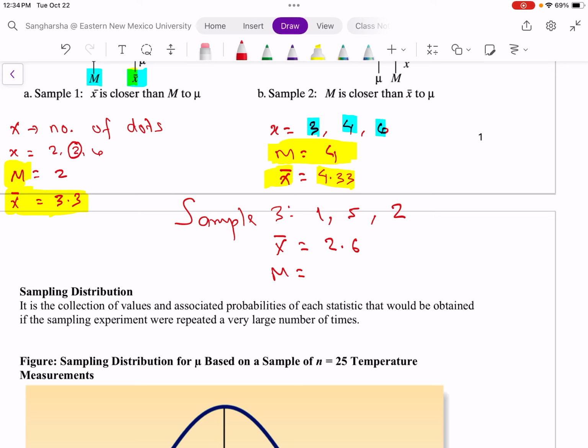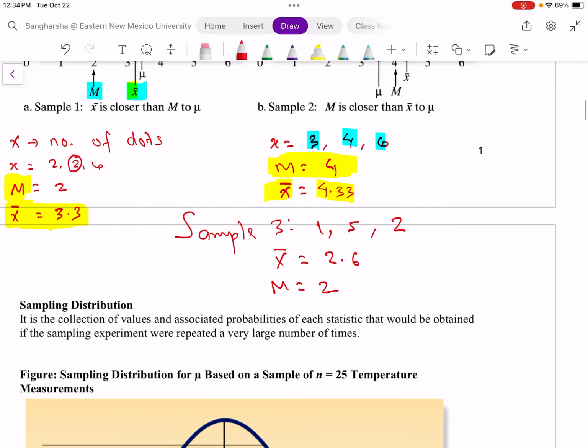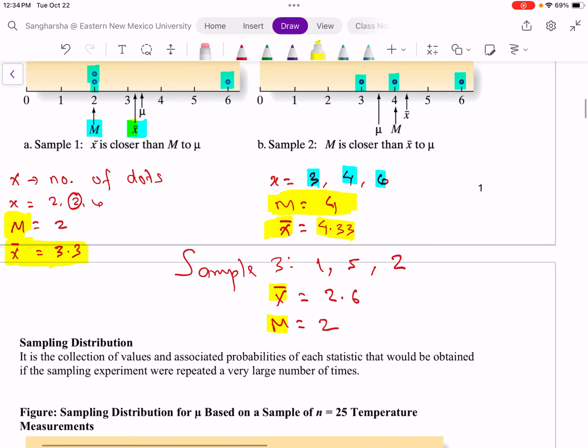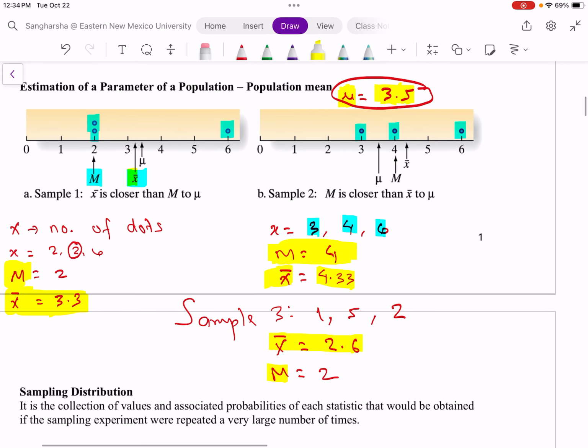And what is the median? What will be the median? 1, 5, 2. Median will be the middle value. Which one is the middle value? 2. Did you all forget to find the median here? Yes, 2. Now here, out of this X bar and median, which one is very close to 3.5? 2.6 or 2? X bar, right? So for our sample 3, X bar is close to mu.